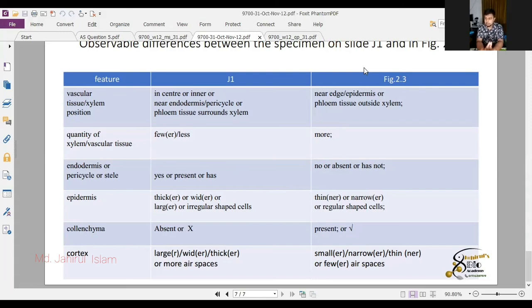I'll come to you and solve another question here, and I'll also try to solve the biochemicals. Stay with us. I am trying to do something for you.